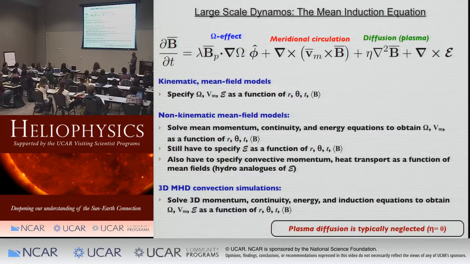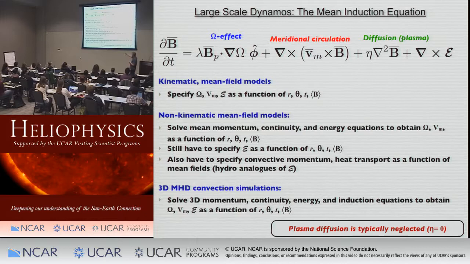Meridional circulation can carry around field. And here's a diffusion, a plasma or molecular diffusion. And curl E, we'll get back to this. This is called the fluctuating EMF. But there are different ways of approaching this equation. By far the most common is the kinematic model. You specify what omega is, you specify what the meridional flow is, and you specify E as a function of r, theta, t and the mean field. I've used brackets here, but it's the same as a bar. Then you can solve this equation.